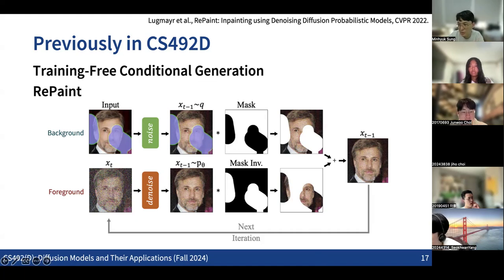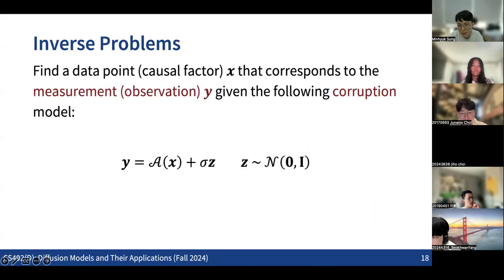So the problem that we are going to see is called the inverse problem. This is the case where we have some measurement of the data that we want to see at the end. But the measurement is not directly the data that we want to see, but some observation through some angle. So let's say we have y here, which is the observation of some causal factor x here.